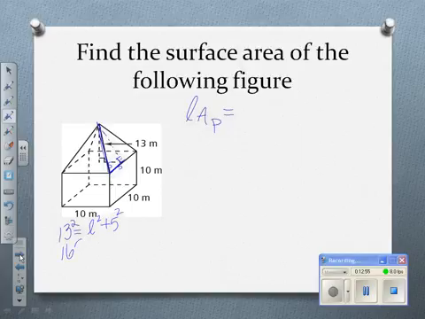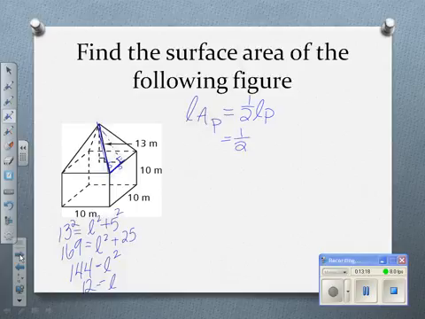So 169 equals L squared plus 25. If I subtract, I'm going to get 144 equals L squared. So L is 12. Okay. So my lateral area of my pyramid is 1/2 LP. So 1/2 times 12, and the perimeter is a square with all sides 10. So 40.